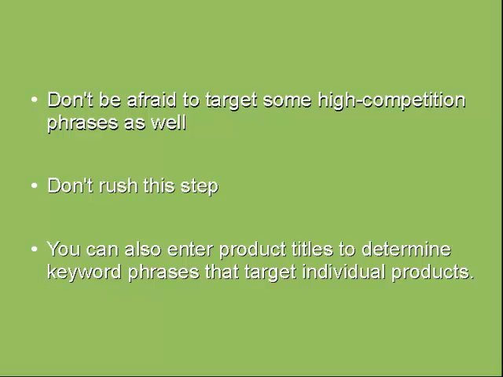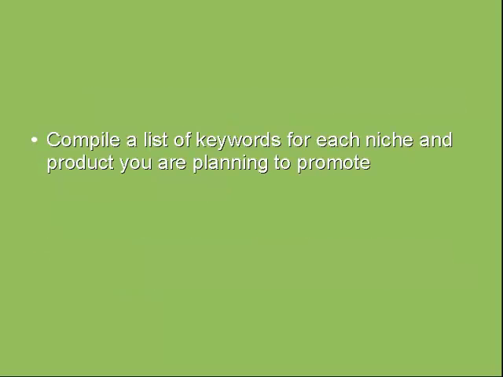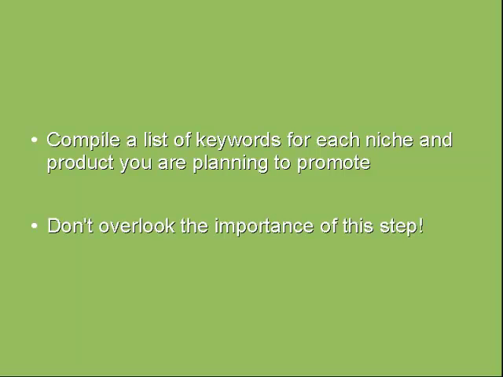Another strategy is to enter in the actual product titles from your product swipe file to determine the keyword phrases that currently target each product. You can then use these in your website's actual text, or any articles you create, product reviews you develop, and in your actual website's title and meta tags. Compile your list of keywords for each niche and product that you're planning to promote. Don't overlook the importance of keyword research, because you'll use it throughout every affiliate campaign that you create.